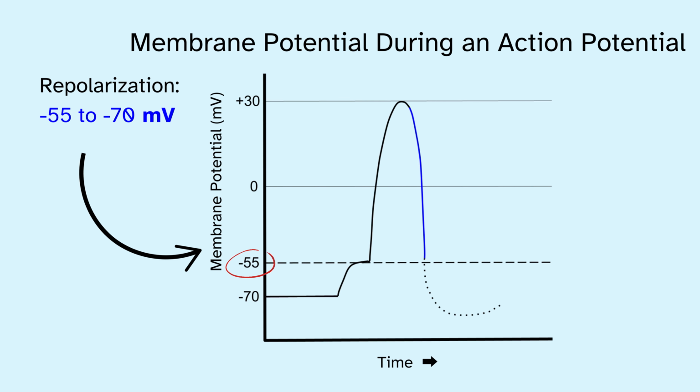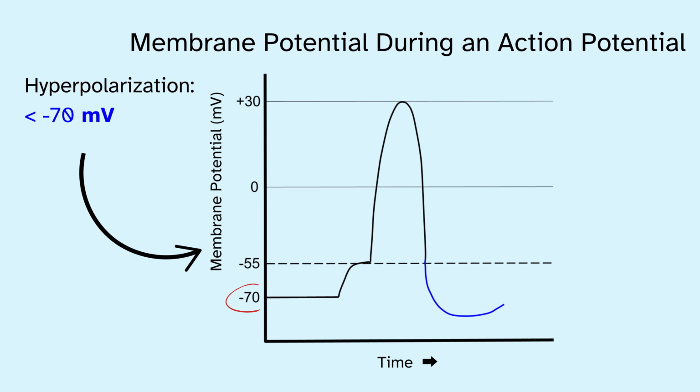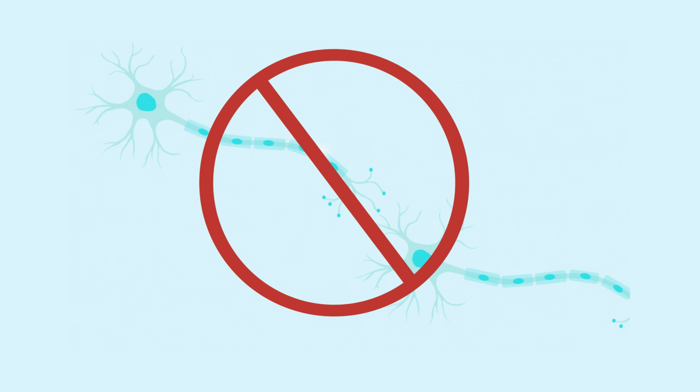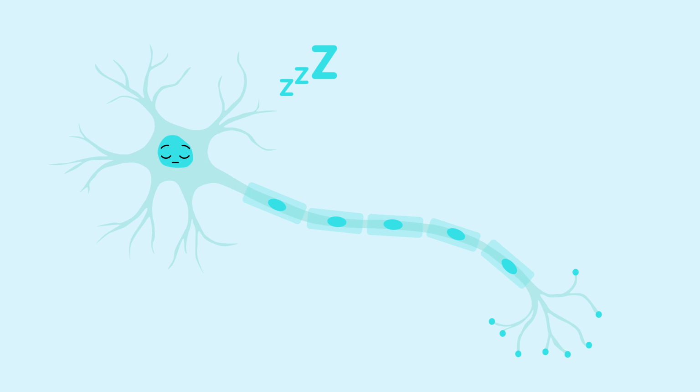After that, the neuron experiences hyperpolarization, when the millivolt value is less than the resting potential, and the neuron can no longer repeat another action potential. The process can start again when the neuron balances back to its resting potential.